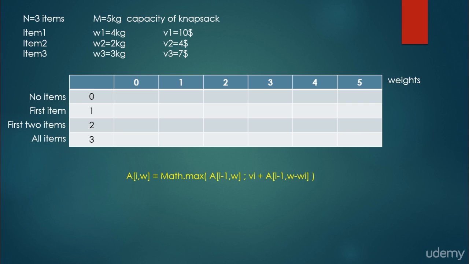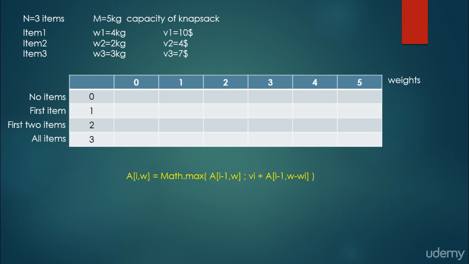We have n equals 3 items and we have a maximum capacity of the knapsack m equal to 5 kilograms. So we can put up to 5 kilograms into this knapsack. We cannot put 6, 7 or 8 kilograms because we cannot exceed the capacity of the knapsack when putting items in it.